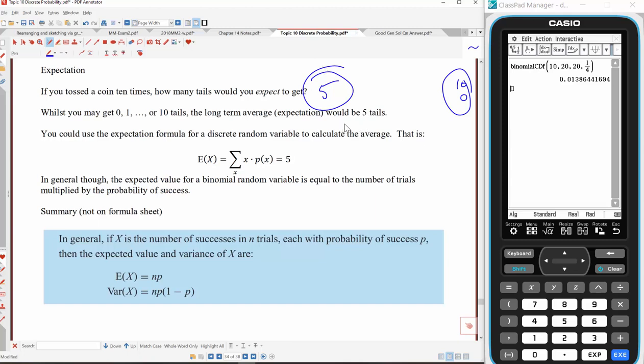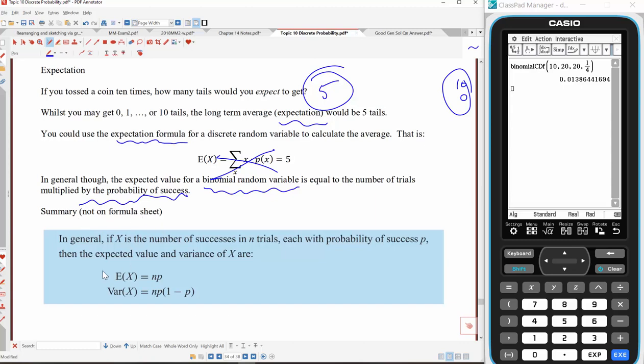All right, so we call this in probability terms the expected value. We might get 0 to 10, but the long-term average or expectation would be 5 tails. Now, in previous years, we would have used the expectation formula, but we don't need it this year. So in general, the expected value for binomial random variables, which is the only one we're doing in 2020, is equal to the number of trials multiplied by the probability of success.